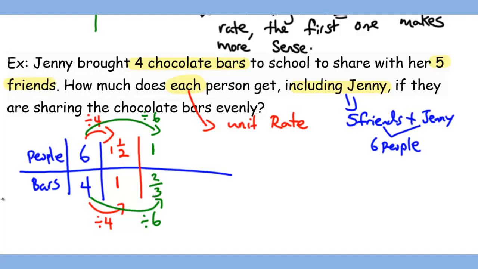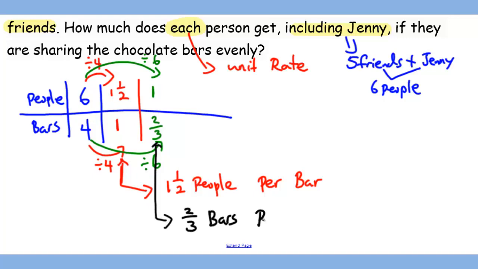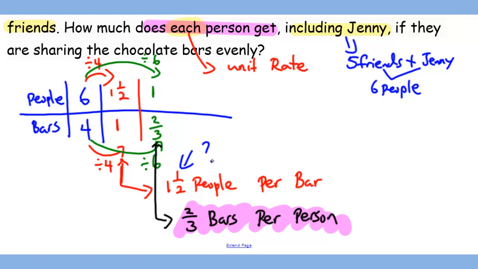And let's write the statements again. For this one, it means 1.5 people per bar, and the other one is 2/3 bars per person. Right away, you should know that the question is asking for per person, so this makes more sense. And same thing with the fact that you normally don't describe people in halves, which sounds really weird. So this is the more appropriate statement, even though again they're both the answer to the question.